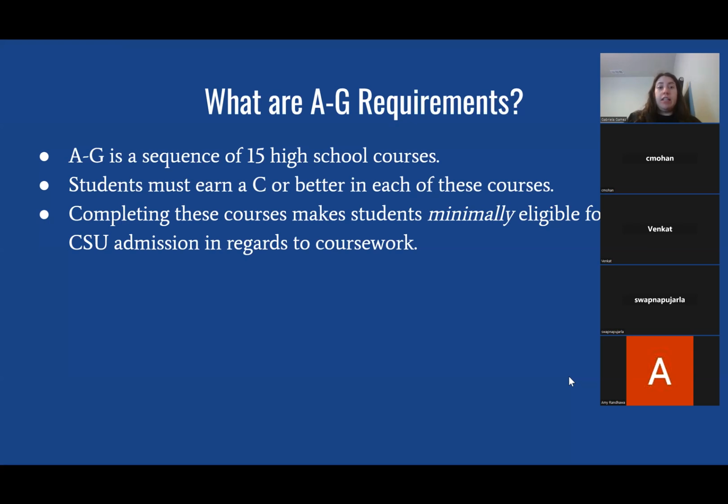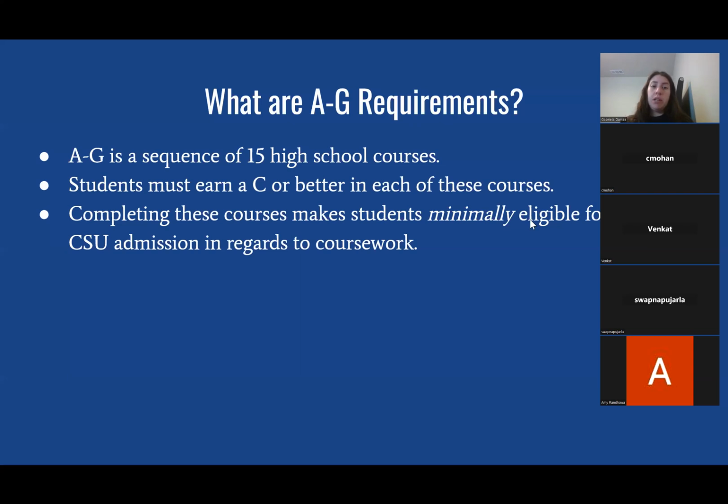So what are A to G requirements? A to G is a sequence of 15 high school courses. Students have to earn a C or better in each of these 15 high school courses. When you look up some of this information, it may seem very confusing. Like I had said, there's more stuff in this PowerPoint that I will go over to lay it out a little bit, hopefully more easy for you guys than if you were to Google it. But generally the rule is C or better in the required courses that I will go over in the next few slides.